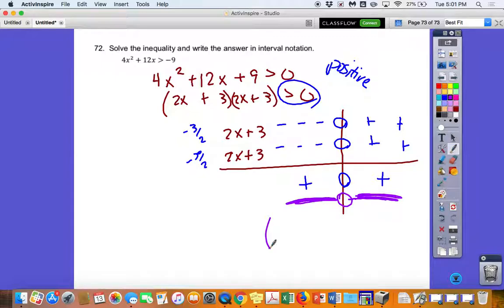So what are those intervals? Negative infinity up to, oh, I forgot to put my little thingy up there. We're breaking at negative 3/2. We're starting over on the other side of negative 3/2, and we're going to infinity.